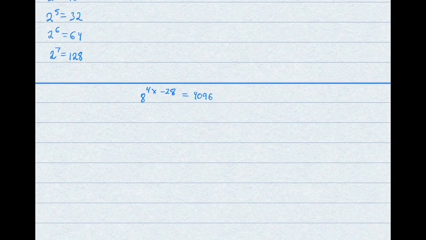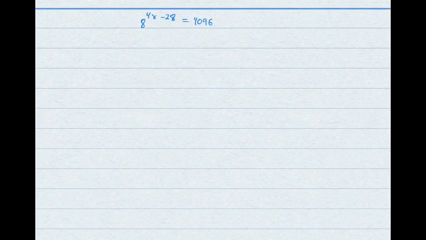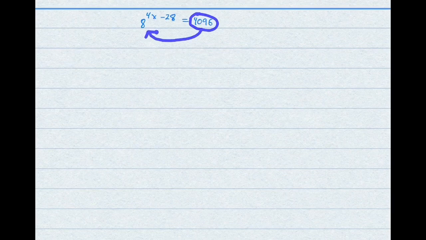Here's one that's more complicated. The strategy is the same. Rewrite the bigger base in terms of the smaller base. They're both going to be powers of the same base.